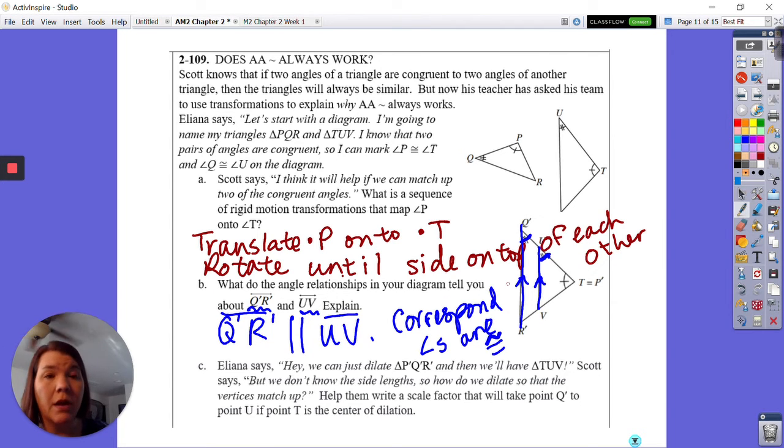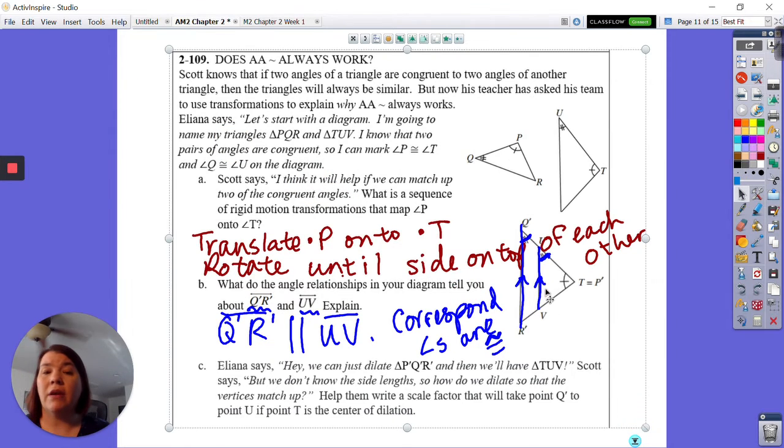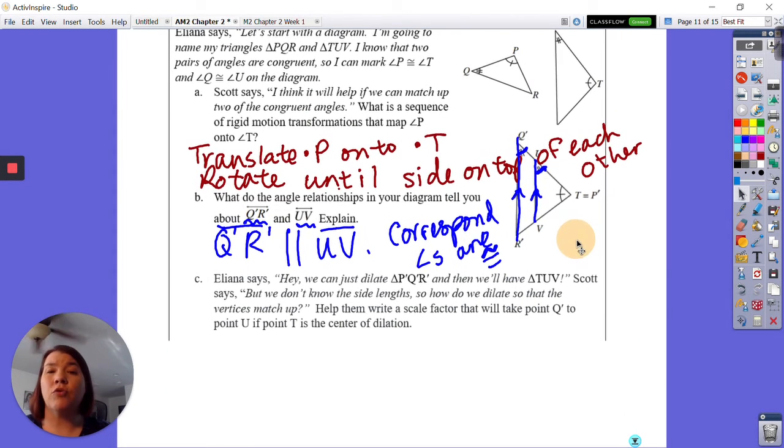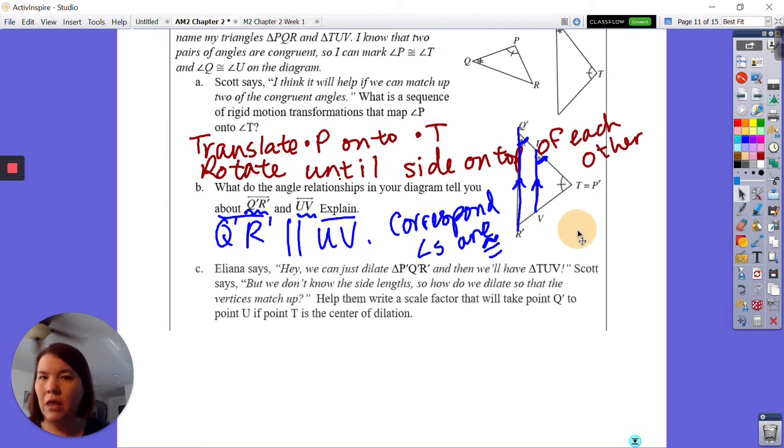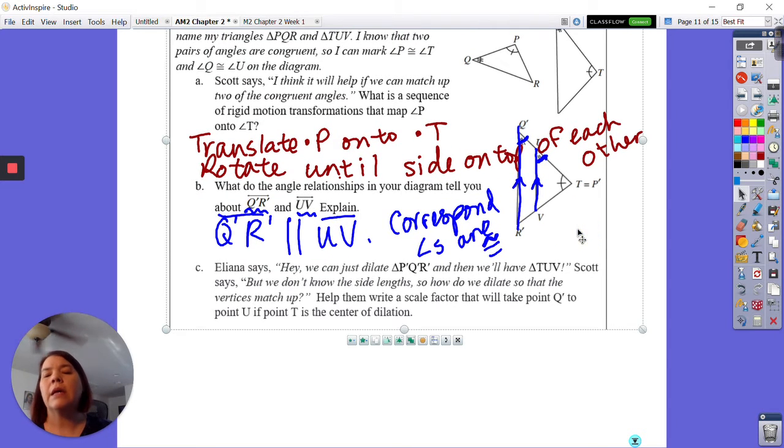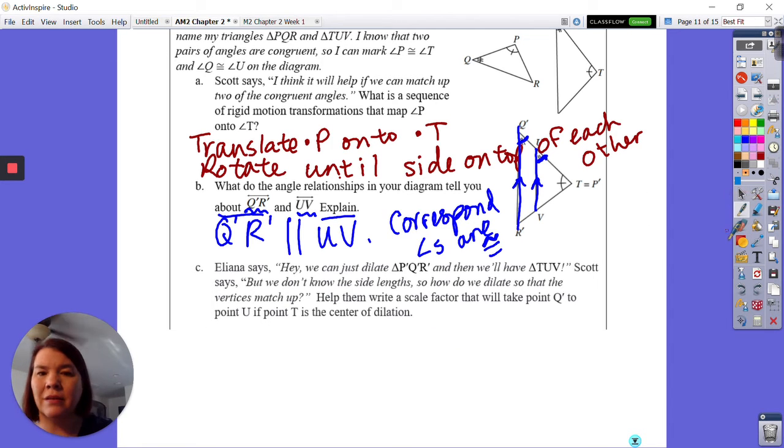A number doesn't make sense here. We don't have any numbers. This needs to be true for every single set of triangles in the world that have two congruent angles. And so we have to make this work with letters. And that can be really, really frustrating, but this is a letter question. So our scale factor needs to help us do this.